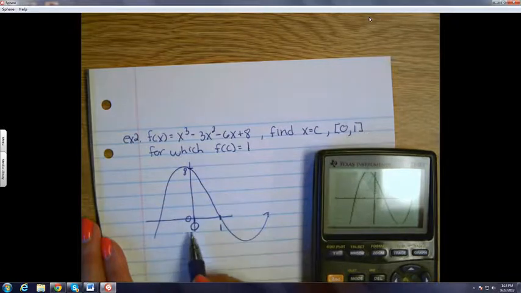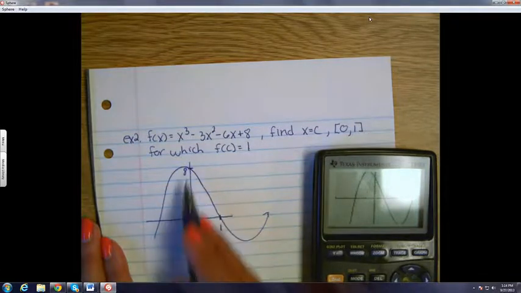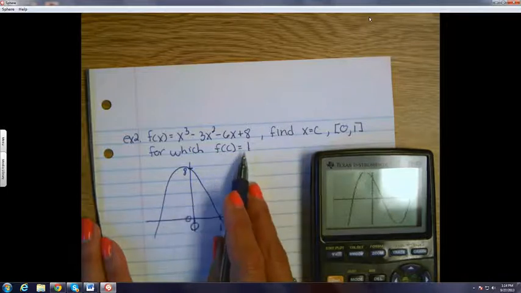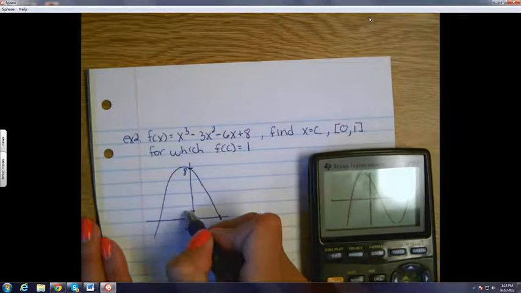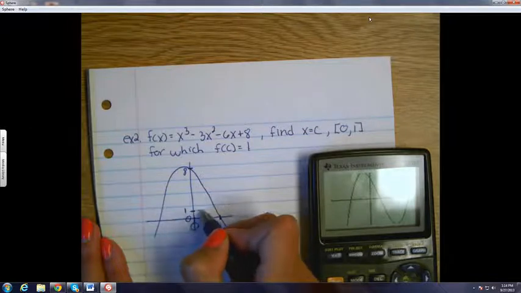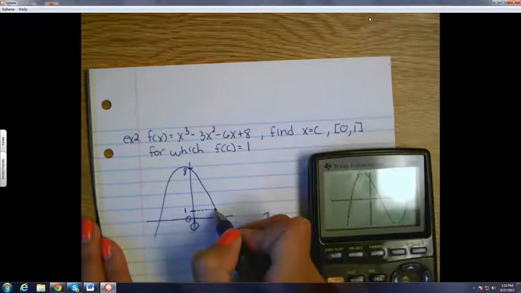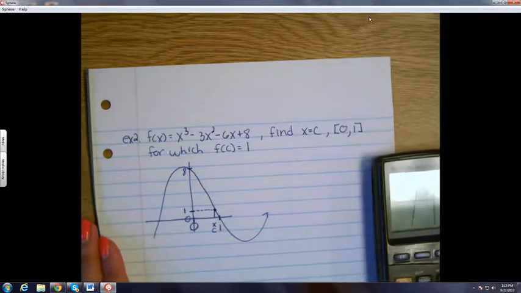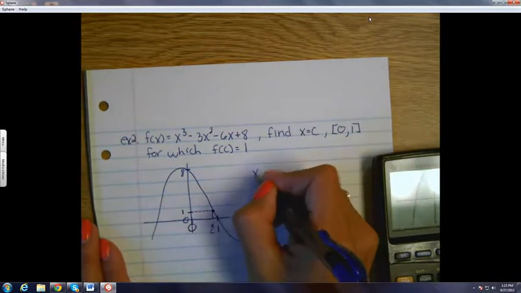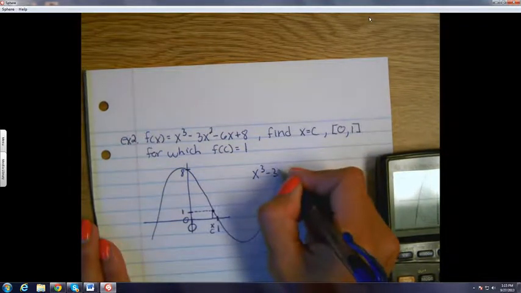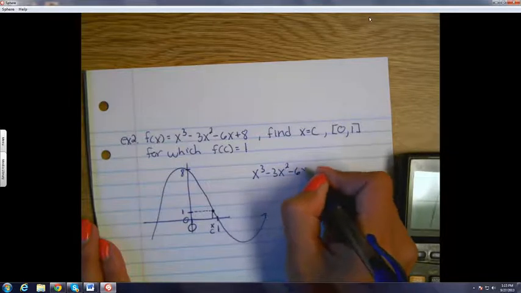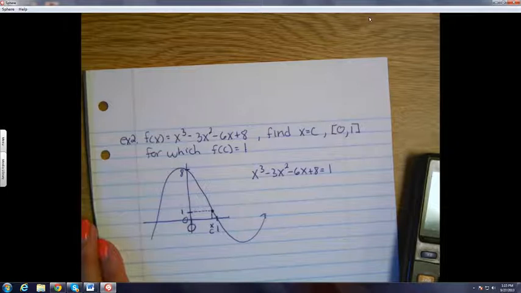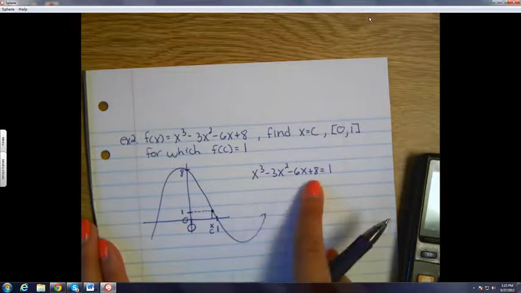So we've established a y window of 0 to 8. The x window is 0 to 1. We're looking, where does the function equal 1? 1 is way down here. I want to know what this x value is, which we're calling c. So what we need to do is set this thing, x cubed minus 3x squared minus 6x plus 8 equal to 1. Well, try all you want with algebra. Good luck trying to solve that for x.